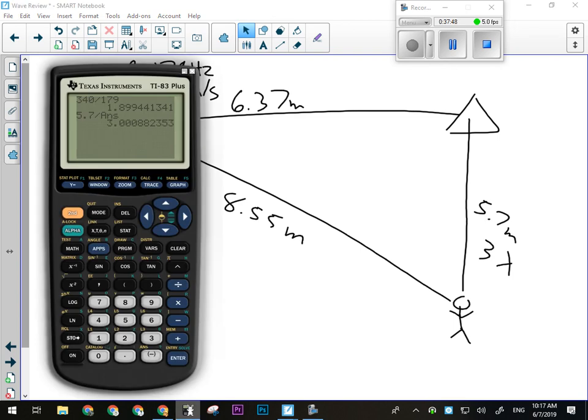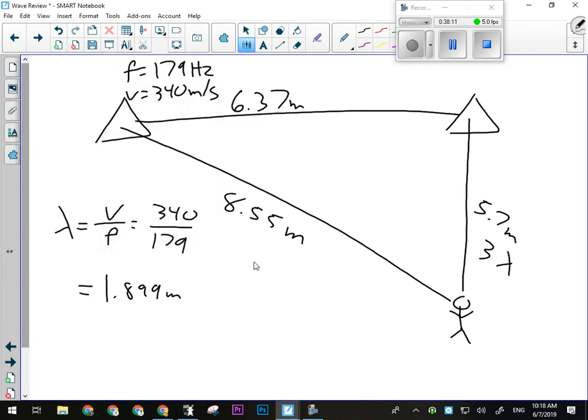And then do the same thing with the 8.55. I'll use the other one, 1.9. And that's 4.5 wavelengths. Am I hearing a loud or a quiet sound? Quiet, because it's 1.5 wavelengths difference. So I would show this step, 4.5 minus 3 equals 1.5 wavelengths, which equals quiet. I would want to see that step, yes, as justification.